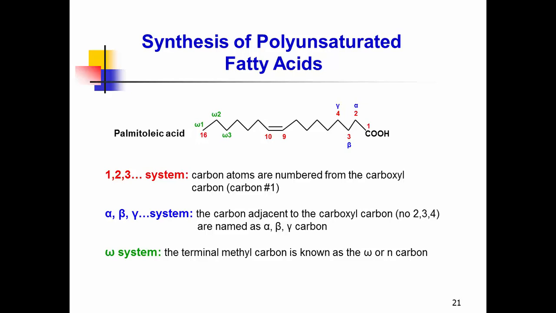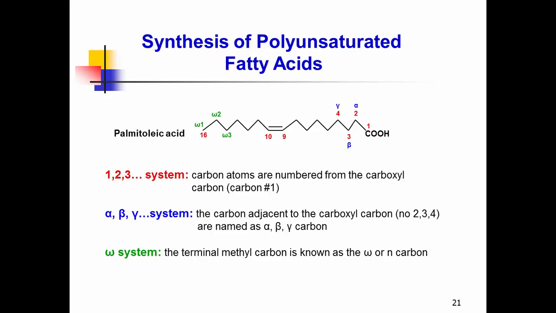Okay, here I just wanted to remind you that there are actually 3 different numbering systems for fatty acid molecules. One is the numeric system, where we usually use the numbers 1, 2, 3. The first carbon, the carboxyl carbon, is named carbon 1, and then the next carbon adjacent to the carboxyl carbon is 2, and 3, 4, right? So this is the numeric system. It starts from the carboxyl end.